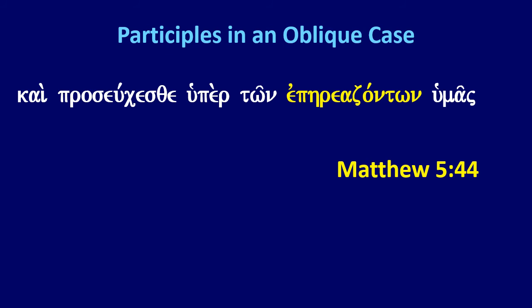Those who persecute you. And because it's genitive, it's one of the oblique cases again. And that means that it is adjectival rather than adverbial. And so it's functioning grammatically here as the object of a prepositional phrase. But as a participle, it is first of all adjectival, but it's also functioning here, those who persecute you, substantively rather than as an adjective per se, as an attributive adjective.